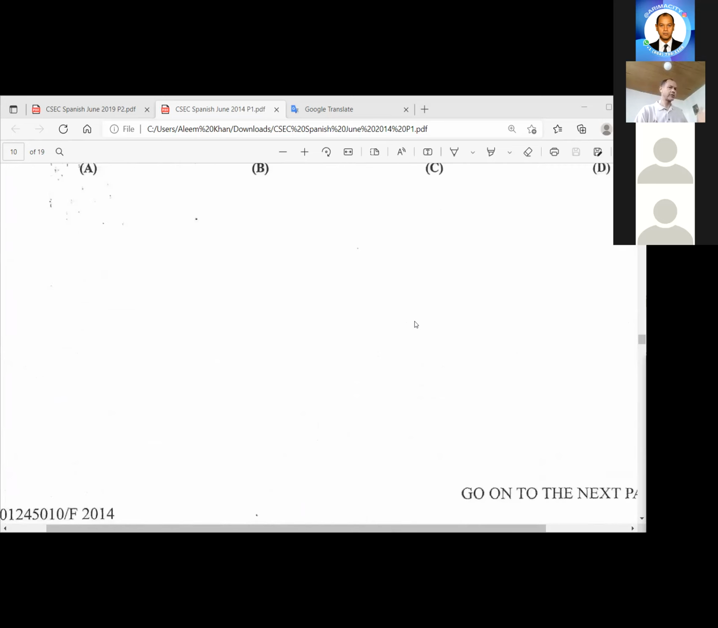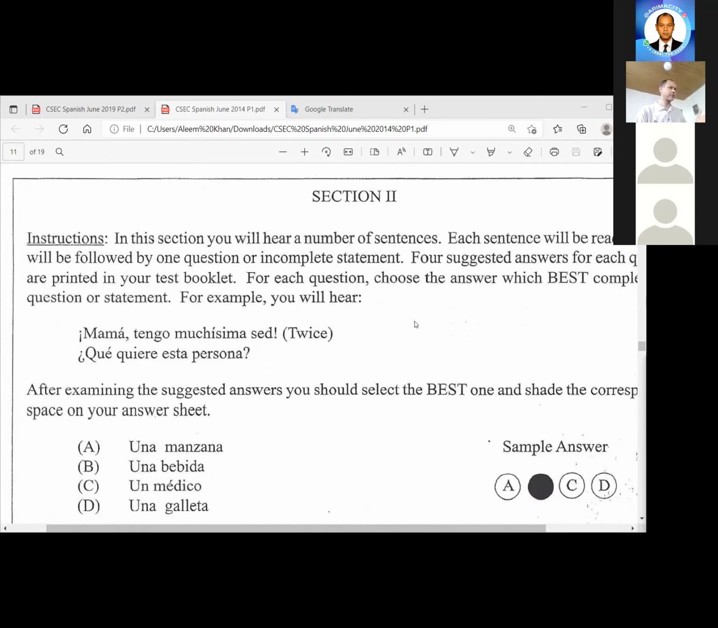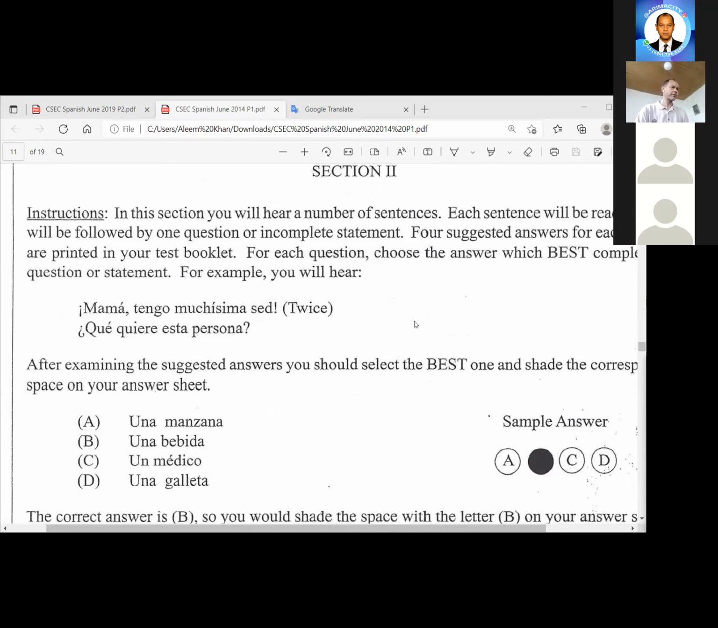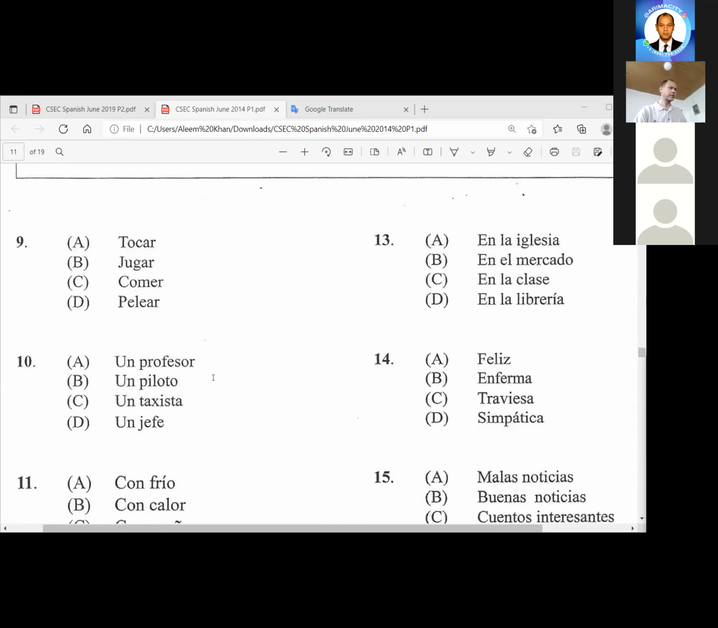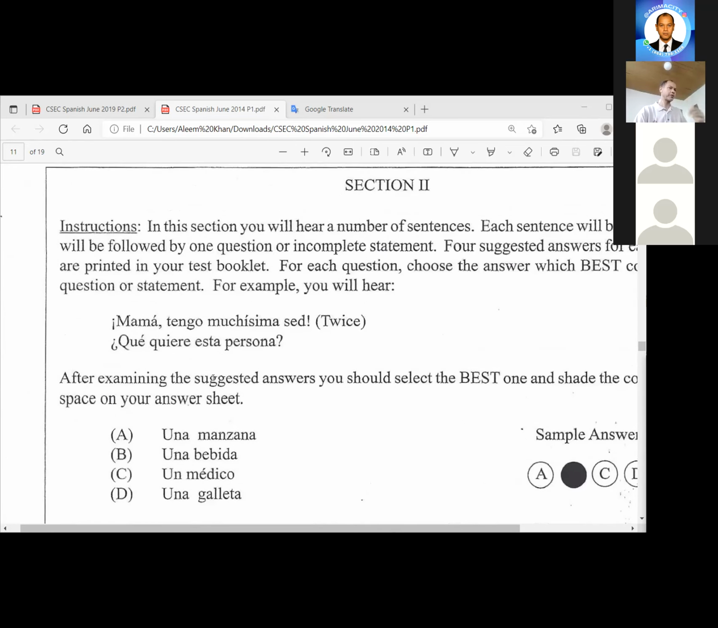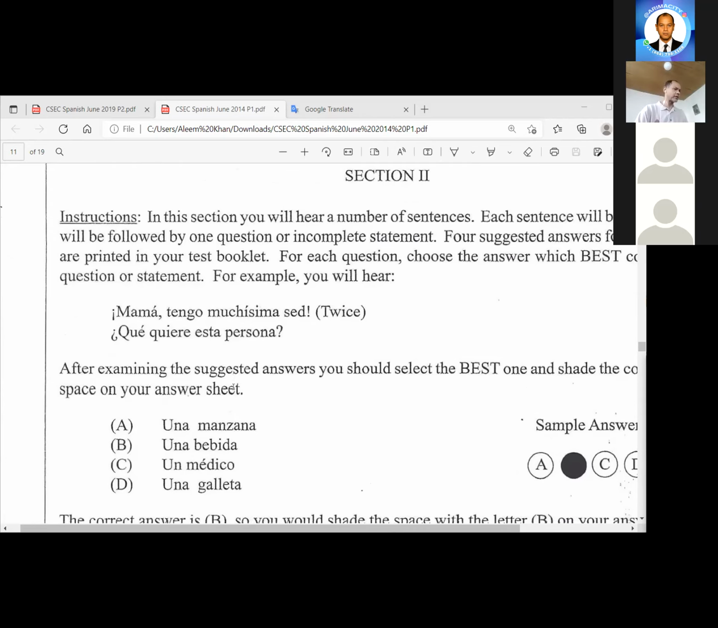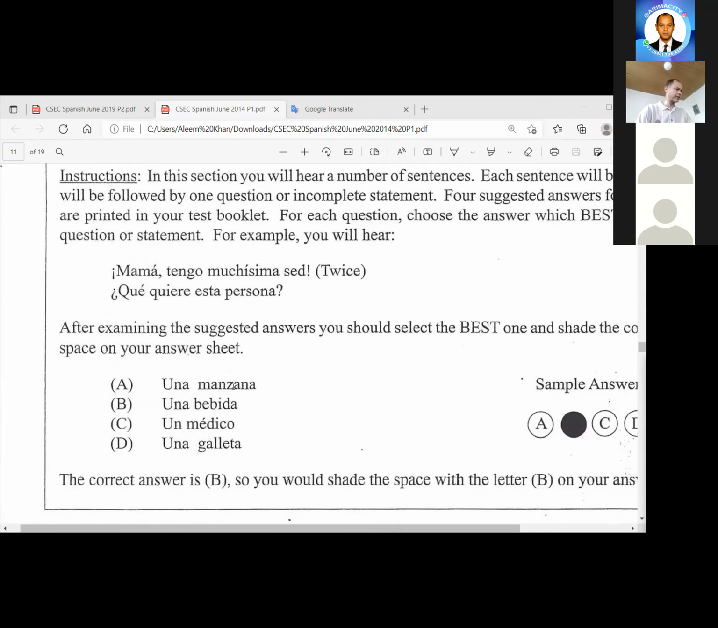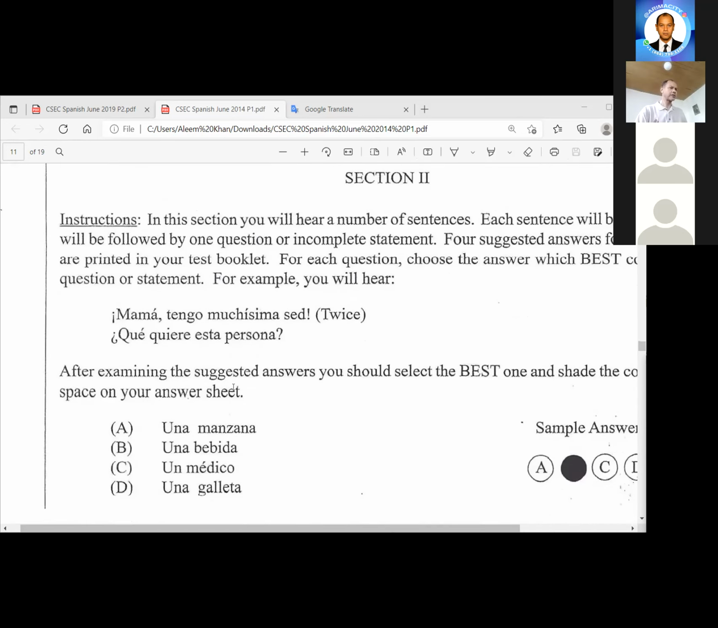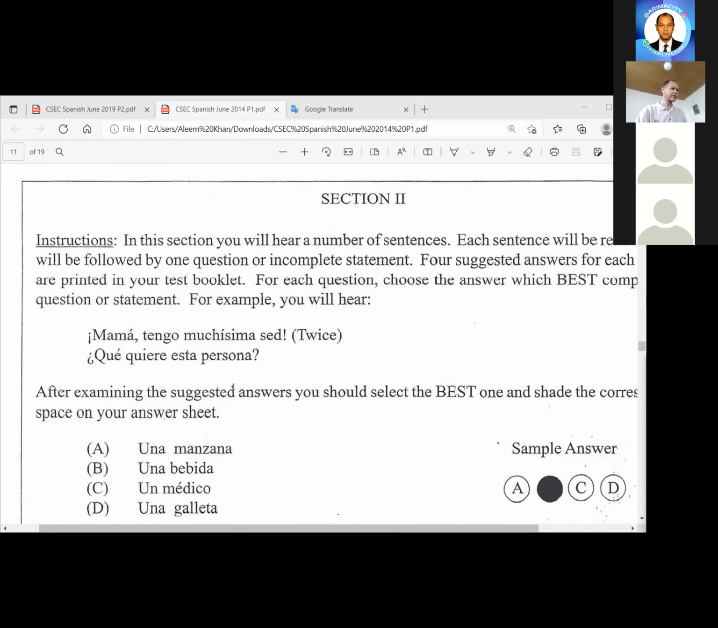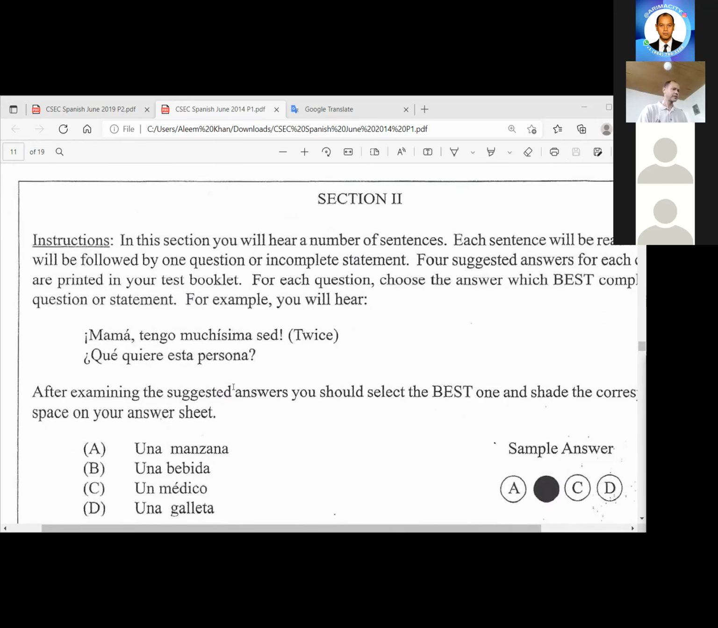So this is why the exam will be so easy for you. Now, again, all the instructions are in English, okay? Pero es por eso que el examen les va a ser tan sencillo, porque todas las instrucciones van a estar en inglés, pero luego las preguntas van a estar en español. Okay, so let us try this second section, section two.